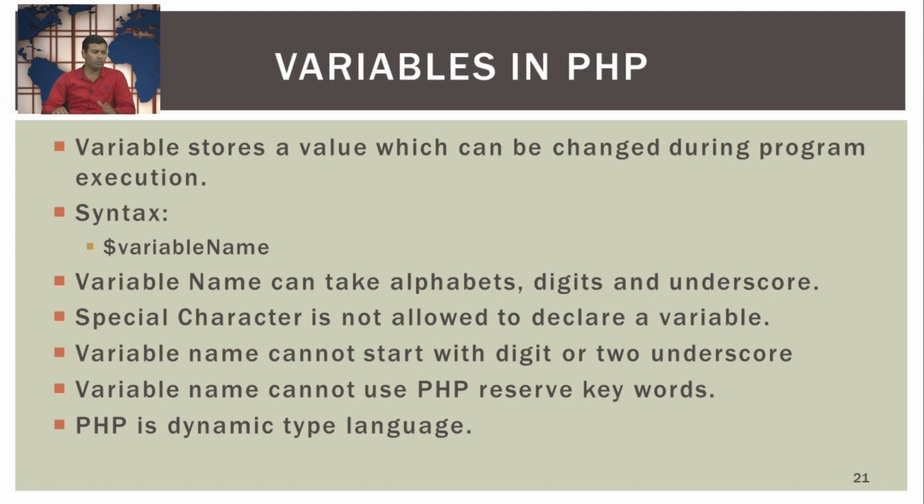A variable name can include alphabets, digits and underscore. So, you can use A to Z capital and small letters, 0 to 9 digits and underscore, but a variable name cannot contain any special characters, like a question mark symbol, pound symbol, etc. A variable name must start with an alphabet. You cannot use a digit as the first character of your variable name. Of course, dollar will be required as the first character, but after that you cannot use a digit. And PHP is a dynamic type language.